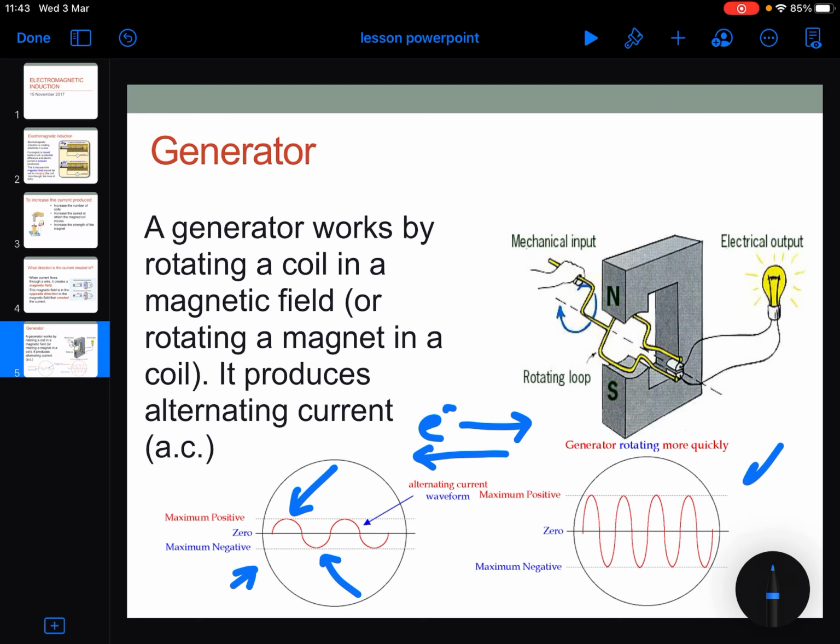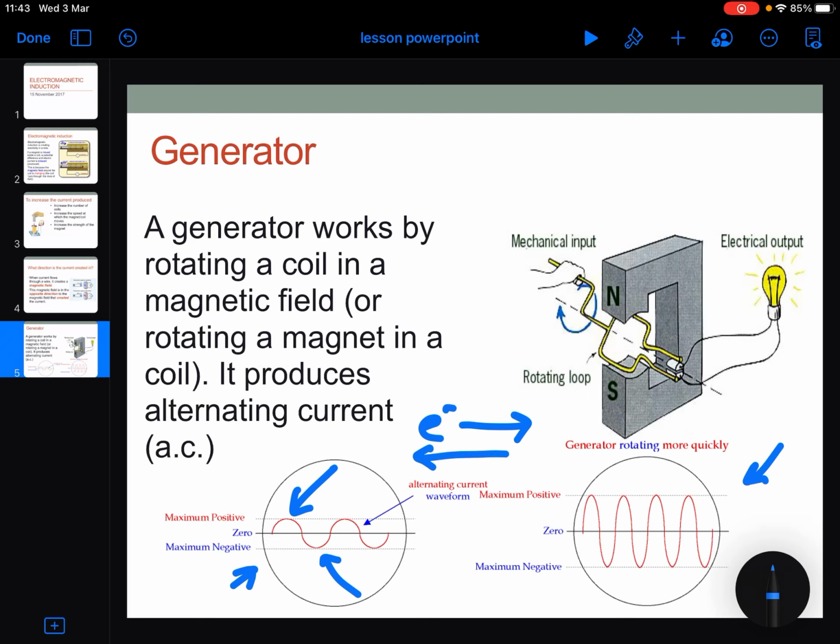Now have a look at the diagram on the right here. You can see they are changing much more quickly, backwards, forwards, etc. Not only that, but they're actually going faster. I can tell that because the spikes are higher. So when I rotate a generator more quickly, I get more voltage or current out and it changes direction quicker.